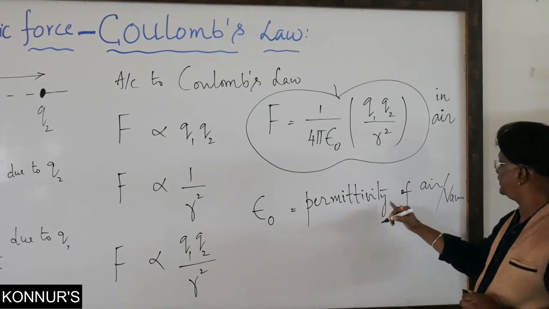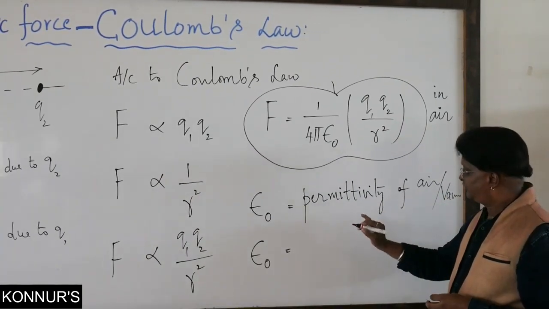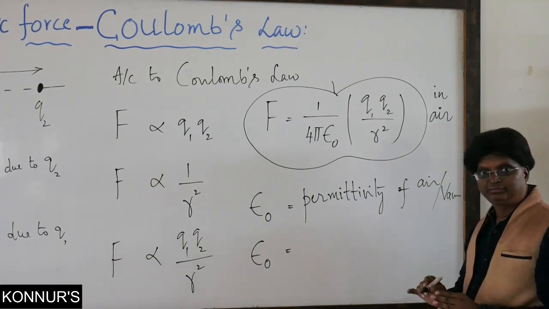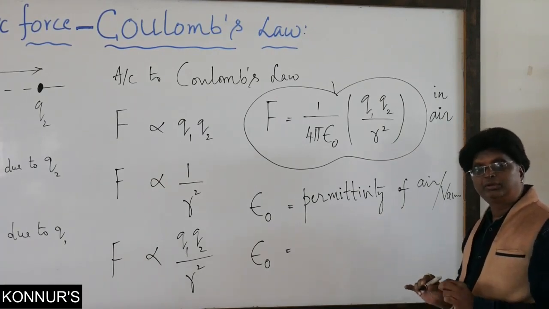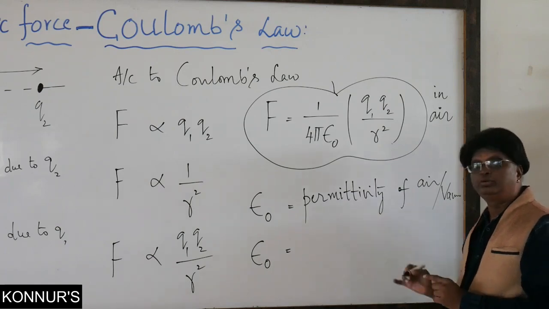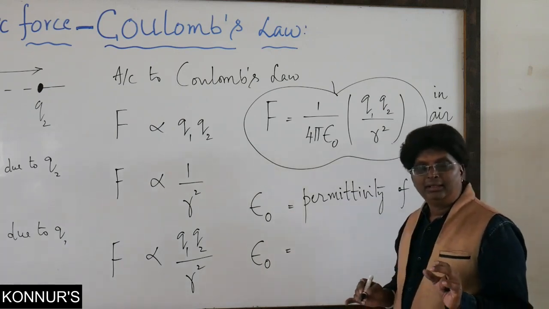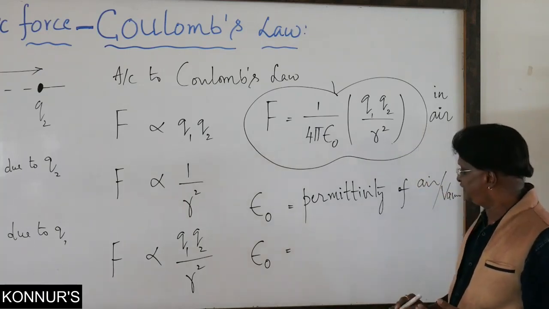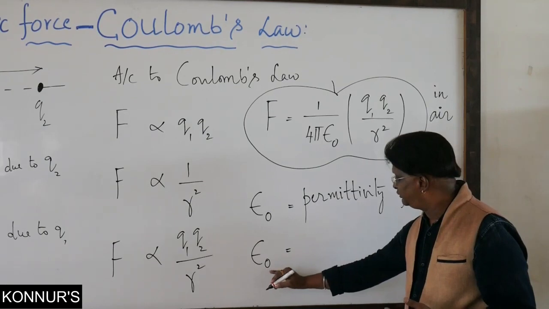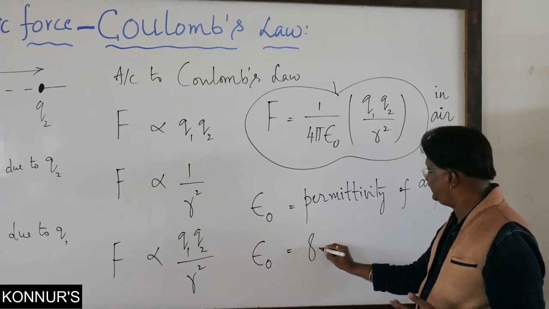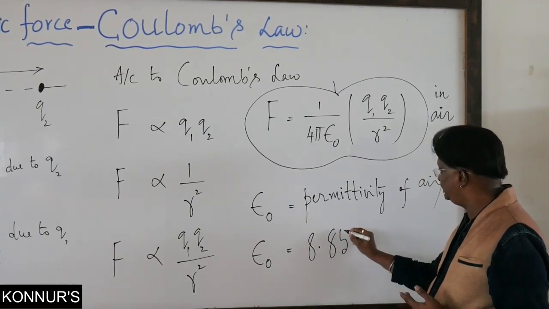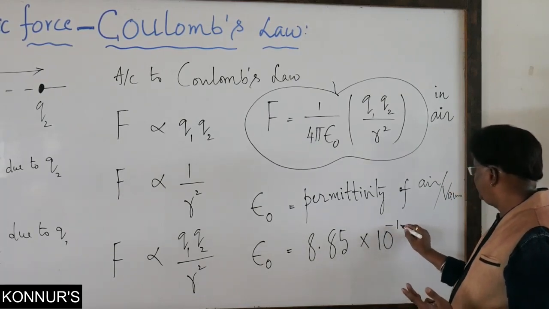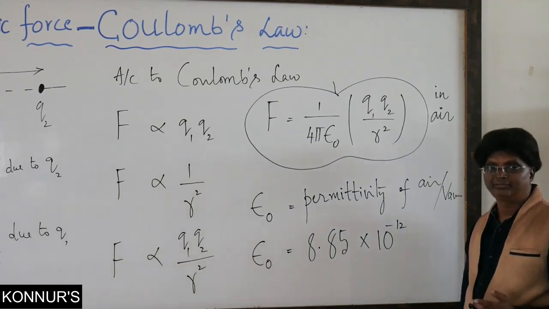This epsilon naught, the permittivity of air or vacuum, is a universal constant, and its value is evaluated by Cavendish's experiment. That Cavendish experiment gives the value of epsilon naught as 8.85 into 10 raised to minus 12.